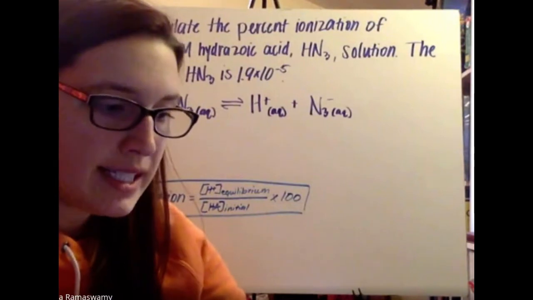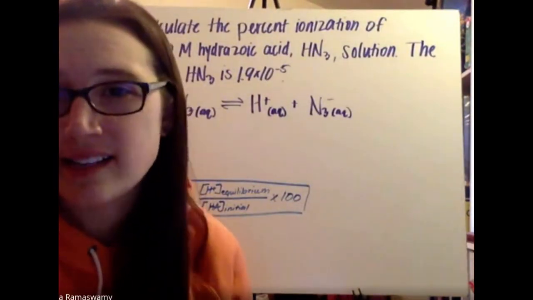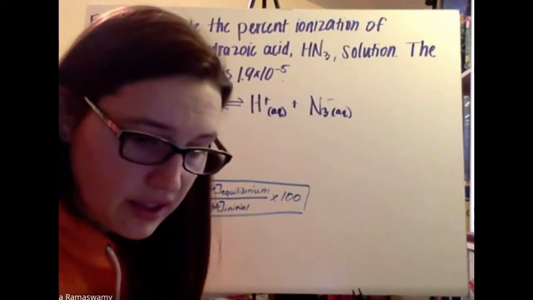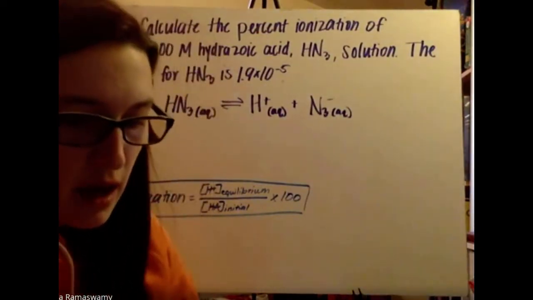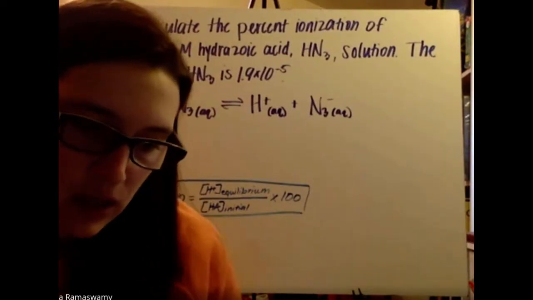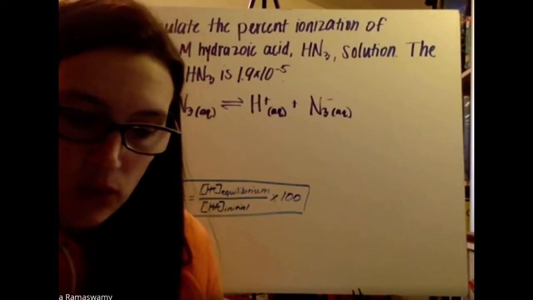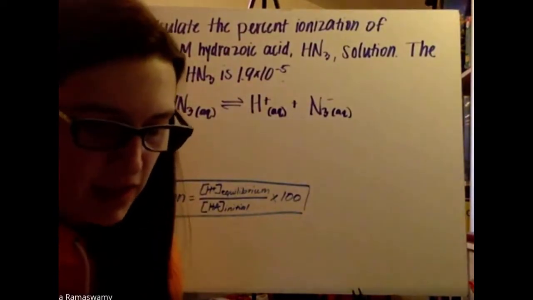And example 16 is actually asking us to calculate the percent ionization. So it says calculate the percent ionization of 0.4 molar hydrazoic acid HN3 solution. The Ka for this acid is 1.9 times 10 to the negative fifth.